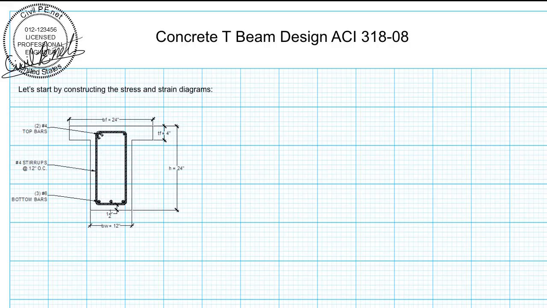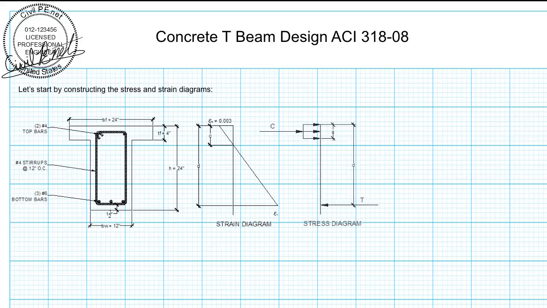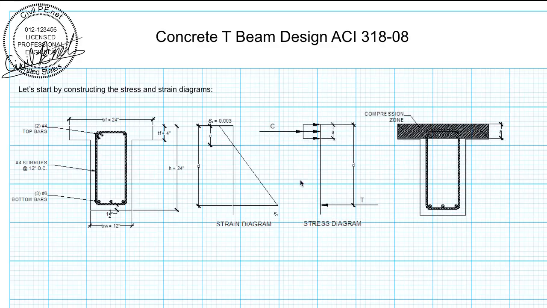So now let's start again by constructing our old friends, the stress and strain diagrams. These look exactly the same as they did before. The strain in concrete at the extreme compression fiber at failure is 0.003. We've got the strain of our tensile steel down here. Plane sections remain plane, so this is a linear relationship. c is our depth from our extreme compression fiber to the neutral axis, and d is the depth from the extreme compression fiber down to the centroid of our steel.